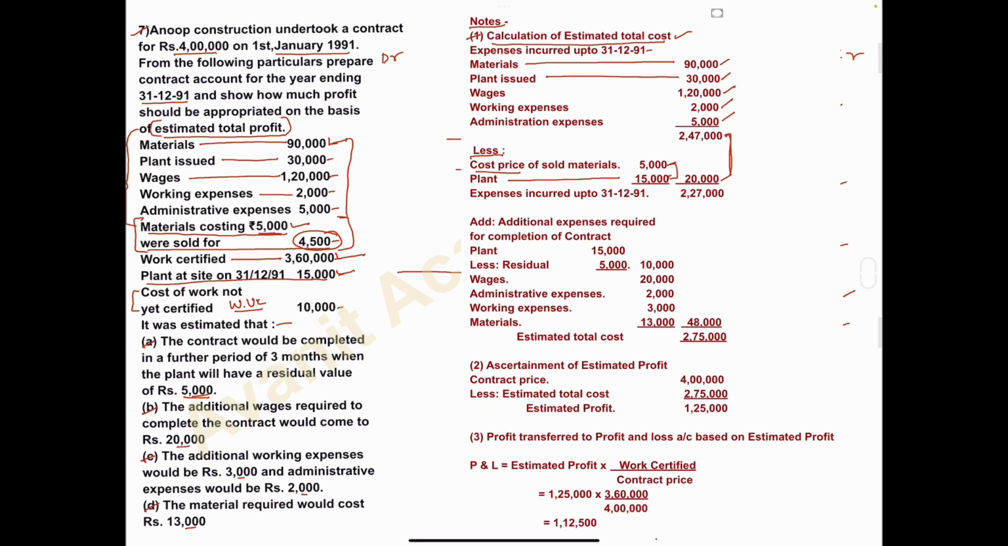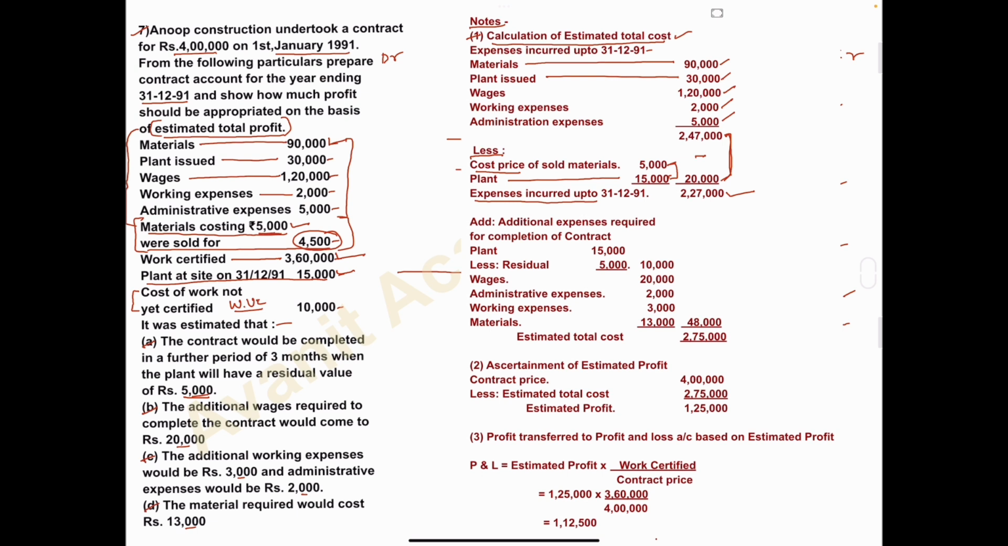Now, sorry, less. Minus. From 2,47,000 minus 20,000, you will get 2,27,000. Understood? This is expenses incurred up to 31st December.